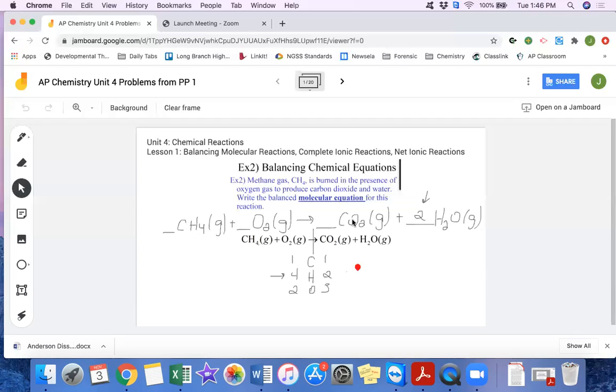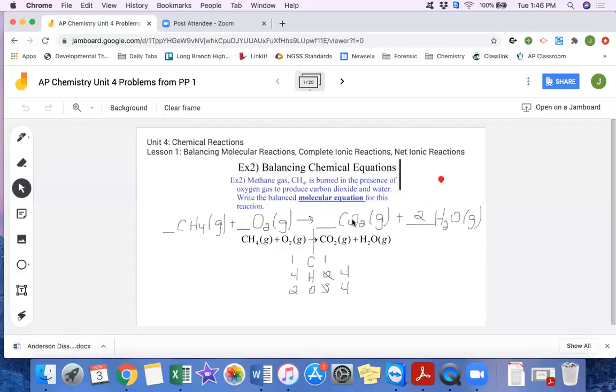I'm going to erase my arrows so I don't confuse you. Because we added that 2, it's going to change how many hydrogens we have. So 2 times 2, we now have 4 hydrogens on the right side of the equation. But because we added this 2 in front of H2O, we have to distribute that 2 to both the hydrogen and the oxygen. That's going to change how many oxygens we have also. We have 2 from the carbon dioxide, and then we have 2 from the water. So we now have 4 oxygens on the right side of the equation.